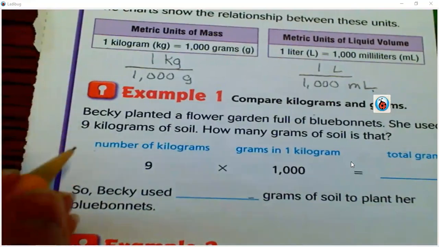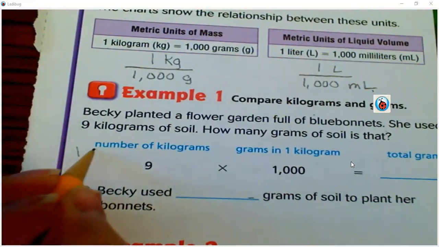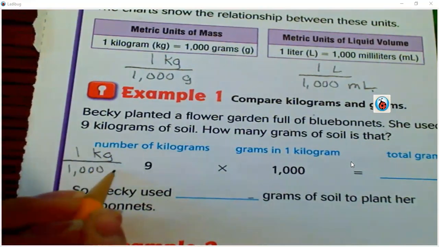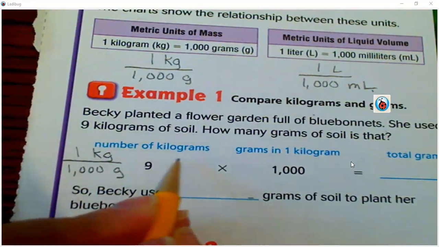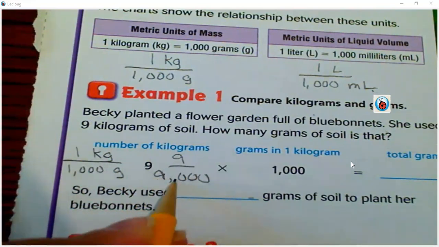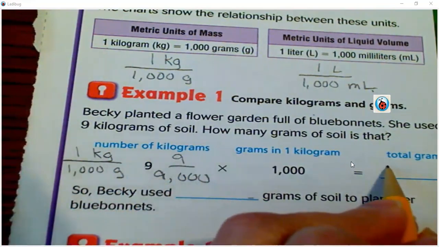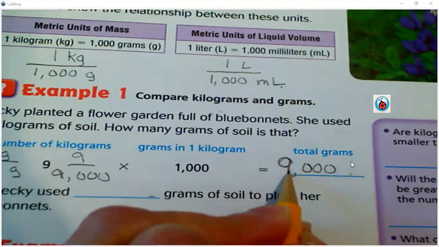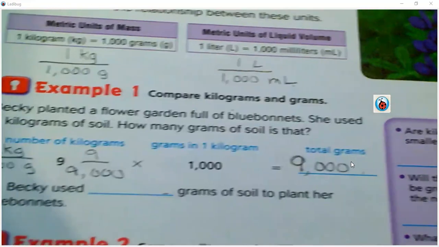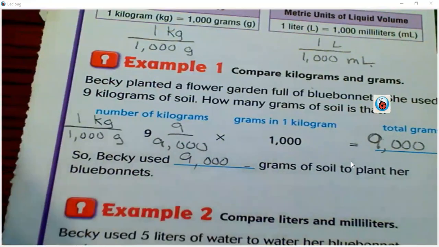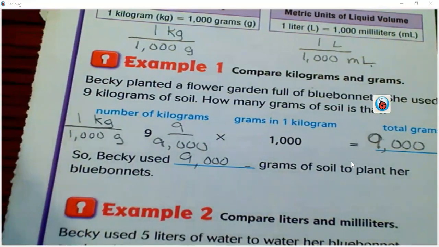So we're going to take what we know. Well, 1 kilogram is equal to 1,000 grams. So if I have 9 kilograms, that's going to be equal to 9,000 grams, right? So here's our total grams, 9,000. So we would have multiplied that by 9. So Becky used 9,000 grams of soil to plant her bluebonnets. Wow, sounds like a lot.